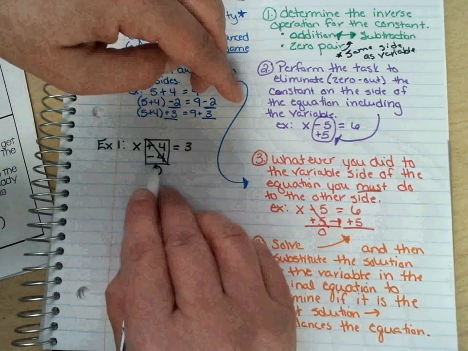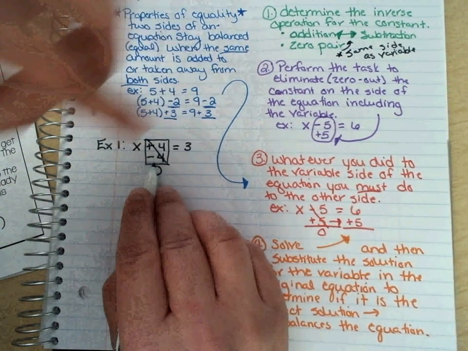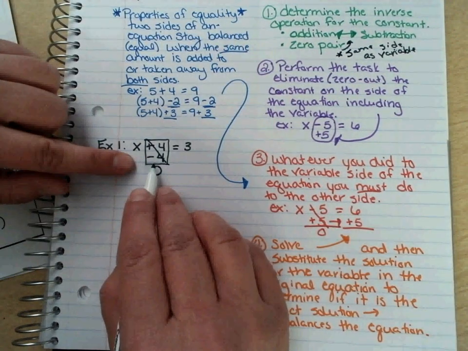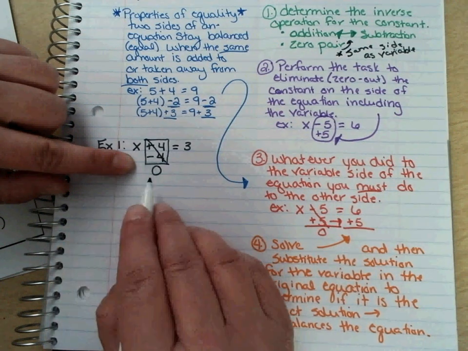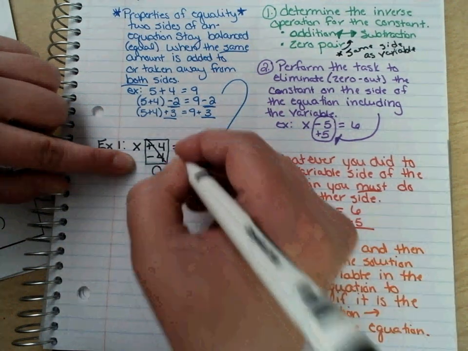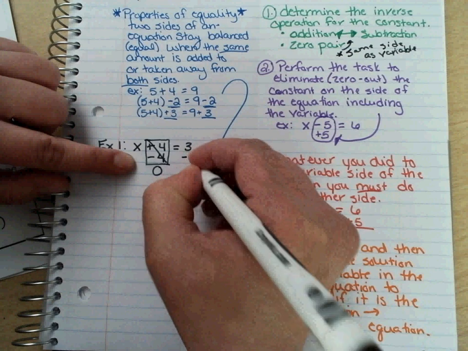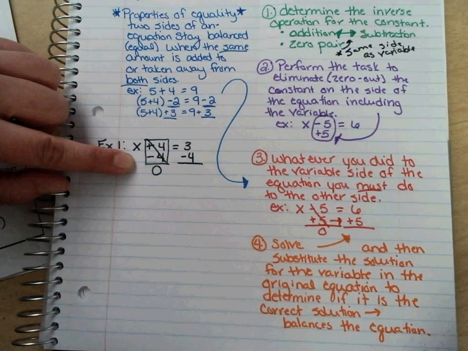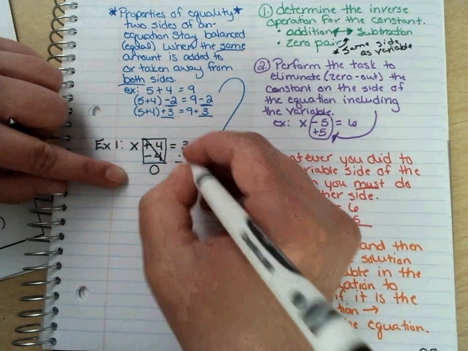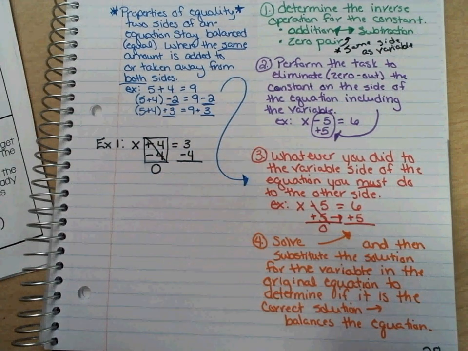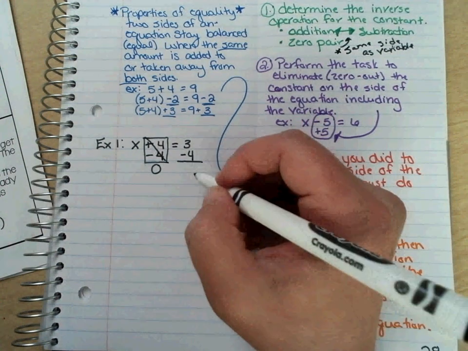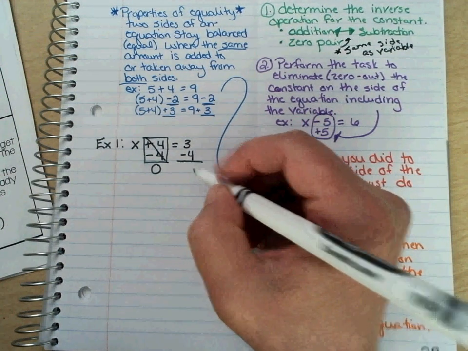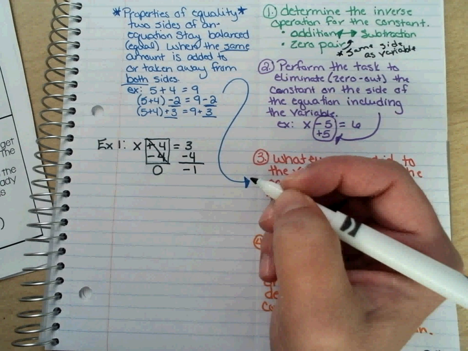Whatever I did, which was subtract 4, to the variable side of the equation, I must do to the other side. So I'm going to come over here and I'm going to say, okay, minus 4. Okay, so then I solve for this right here. 3 minus 4. Well, this is where integer rules come in handy. Because I have 3 and I take 4 away. Well, that leaves me with a negative 1.